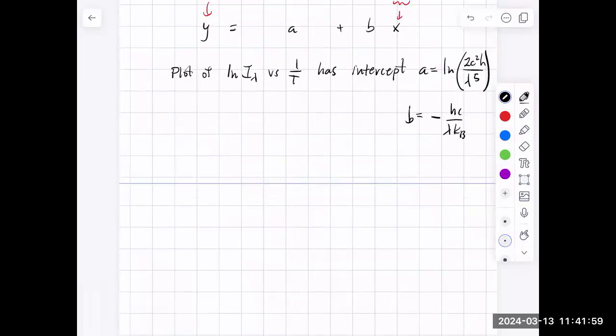So then what we could say is we could find h using minus lambda kB times B over c.